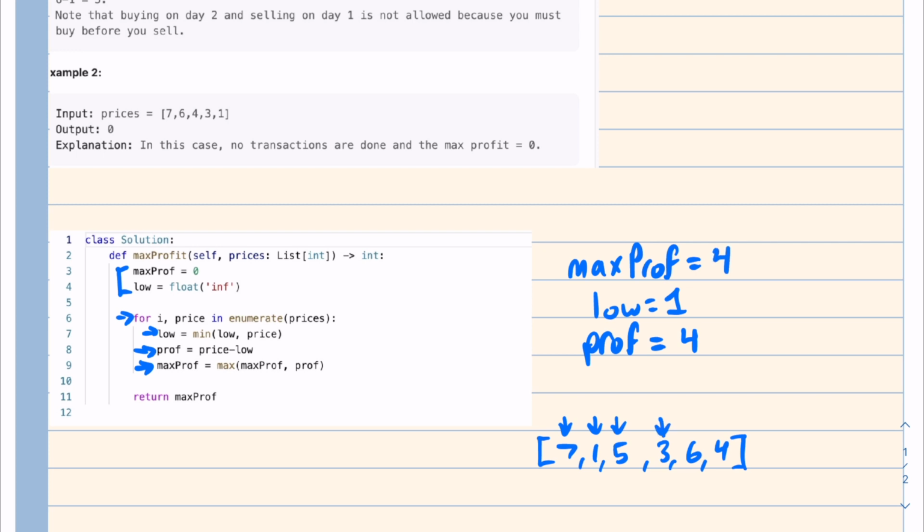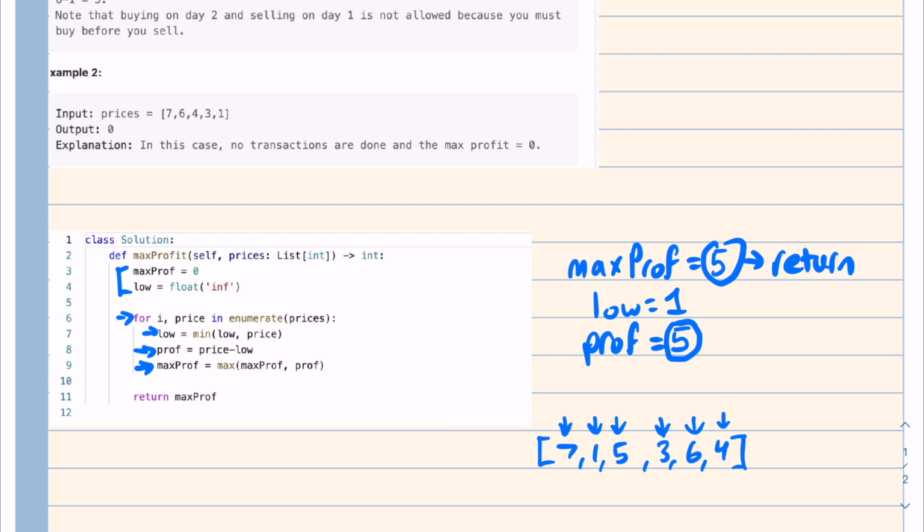Now we iterate to 3, and 3 is not lower than 1. And 3 minus 1 is 2, which is not a bigger profit than 4, so we don't do anything there. All right, now we move to 6. 6 is not lower than 1. However, 6 minus 1 is 5, so our current profit is 5. And 5 is bigger than 4, so our max profit will now be 5. And our final number 4 is not lower than 1, nor does it give us a bigger profit than 5 did, so we don't do anything. So then we return 5 as our max profit.